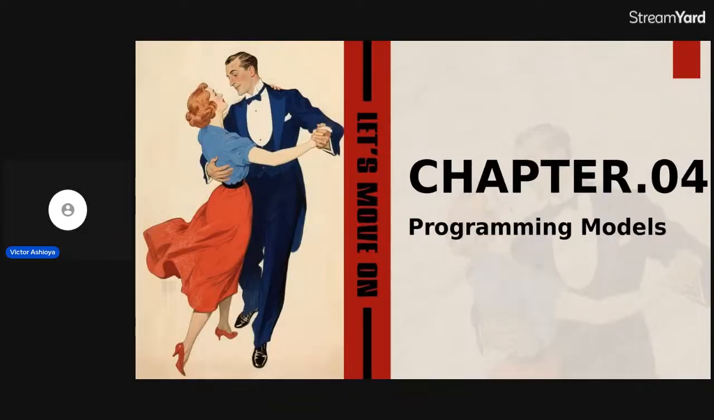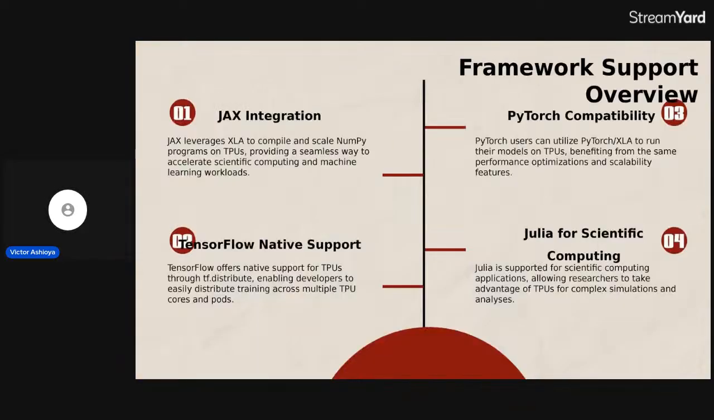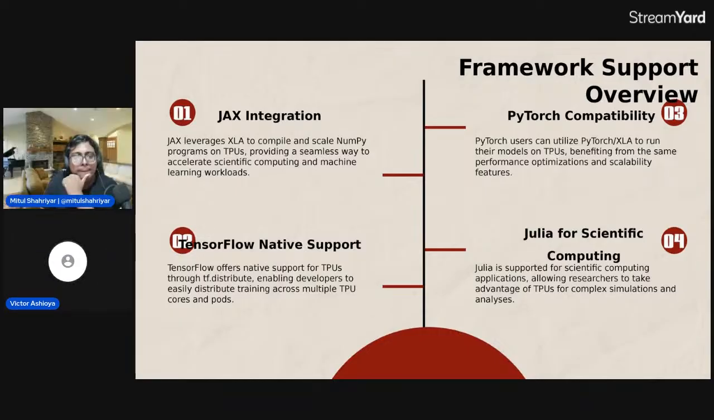Yeah. Now the programming models, chapter 4. At the core, we have the common ones used in machine learning. We have four: JAX, PyTorch, Julia. Julia is more for scientific computing, astronomy, weather forecasting. You'll find work around there. And then TensorFlow. These are the four commonly supported, but the best, you can see I've separated JAX and TensorFlow, are core Google, so they are very optimized for TPUs.